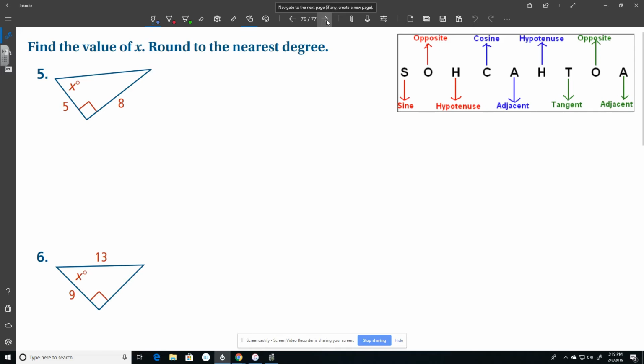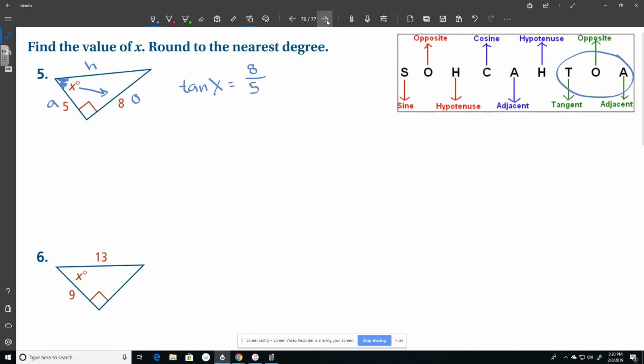I'm looking for angle X. And in this triangle, here's my hypotenuse. Across from X is the 8, and connected to the X is the 5. So that's my adjacent. Across is my opposite. So I'm looking for something that uses opposite and adjacent, which is tangent again. So I'm going to do the tangent of X equals the opposite side, 8, divided by the adjacent side, 5.